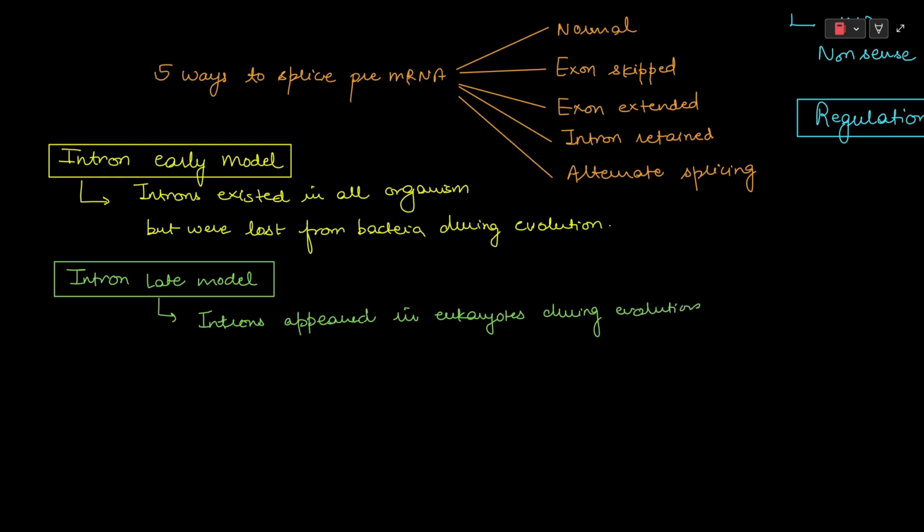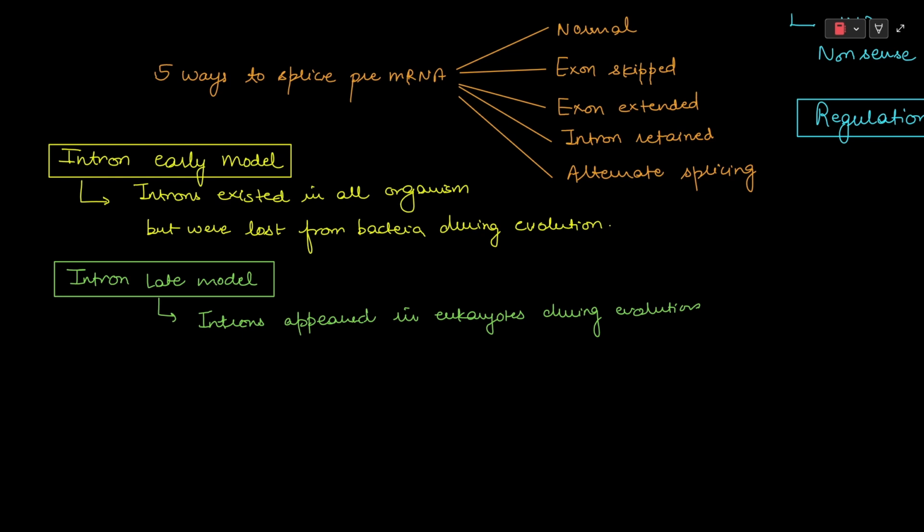Now, which one is right, the intron early model or the intron late model? It doesn't matter which one is correct; you can pick according to your choice. I mostly prefer the intron late model. I will give you my reasoning, and if you like the intron early model, I would like to hear your reasoning in the comments. The intron late model implies that introns were never present in the prokaryotes. During evolution, as organisms became more and more complex, the introns started to appear because they were quite useful.